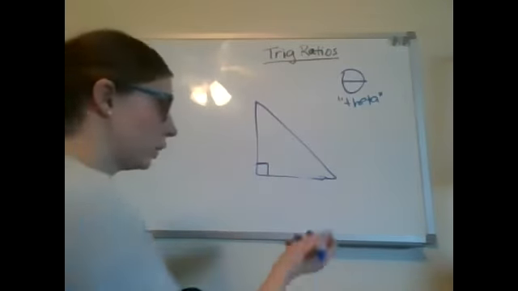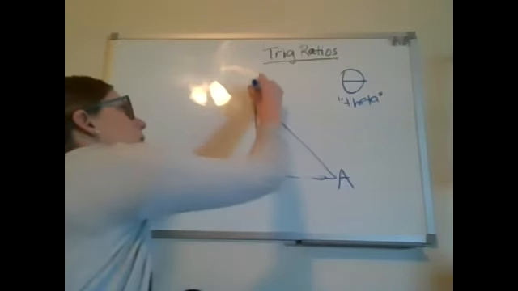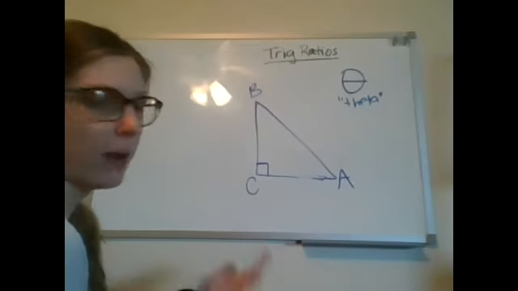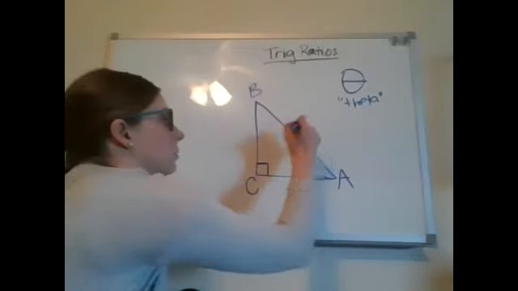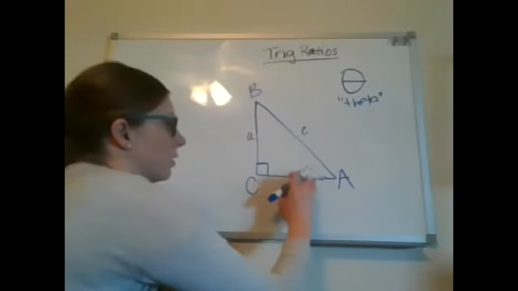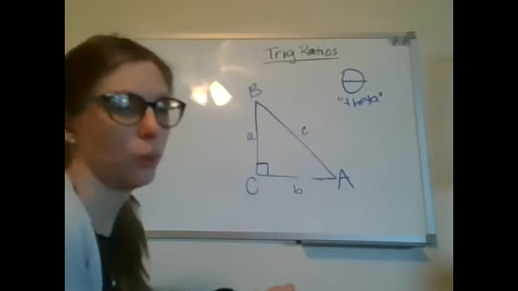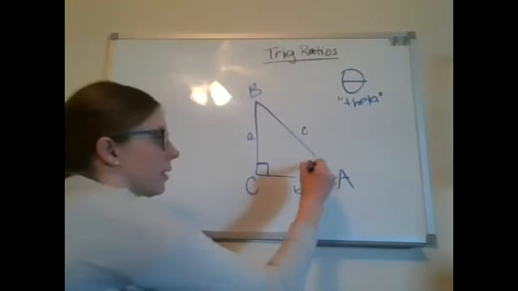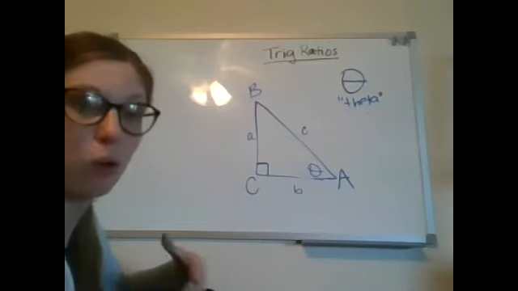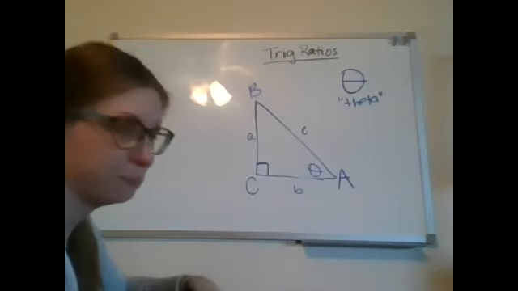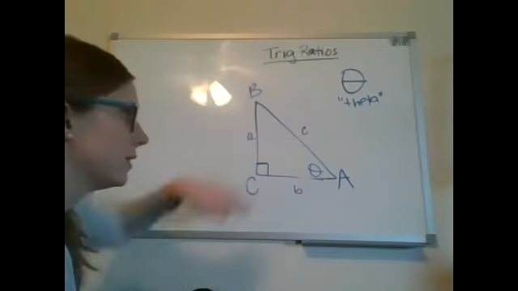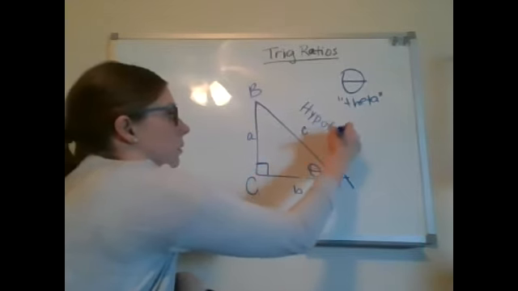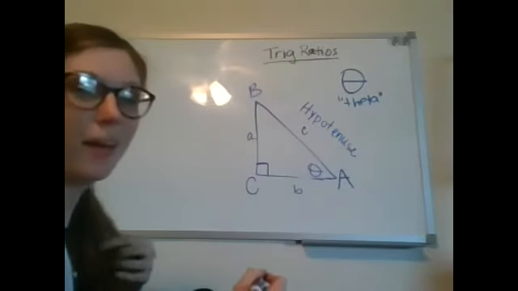Okay, so I'm going to name this triangle ABC, just like we do in the Pythagorean theorem. C is always our hypotenuse. It's always across from our right angle. So I'm going to say A and B. We don't need all the names of the sides so much right now. But I'm going to tell you that this right here, angle A, is angle theta. For C, there's only one word for it: hypotenuse. Always, always, always the hypotenuse.